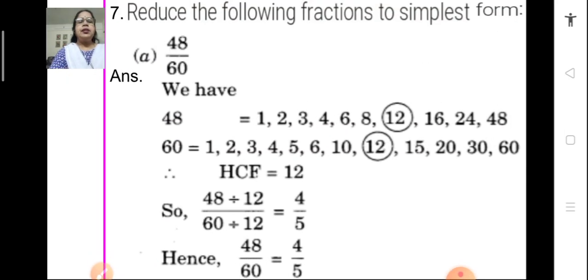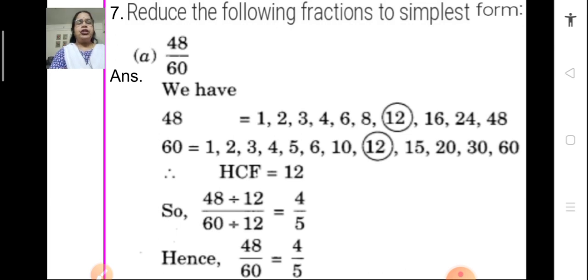Next problem is 7. Reduce the following fractions to simplest form. How do we do that? We know that a fraction in the simplest form is a fraction where the numerator and denominator do not have any common factor except 1. So how do we do that? We first find the HCF of 48 and 60 and divide the numerator and the denominator by that HCF, and that will be the lowest form, the simplest form of the fraction.